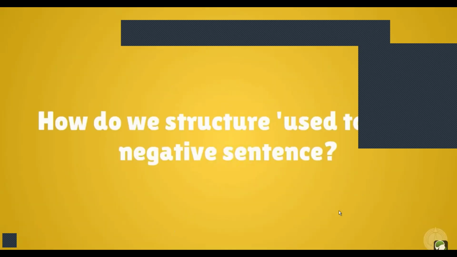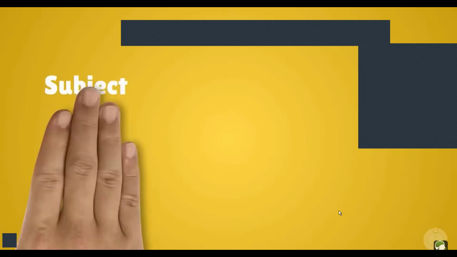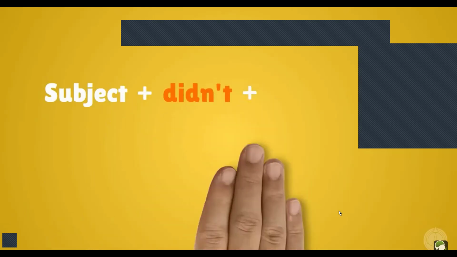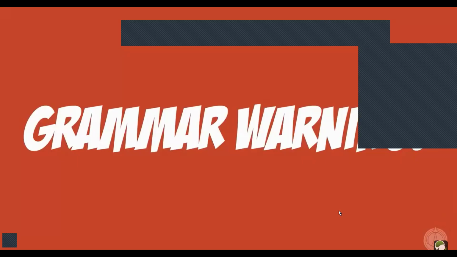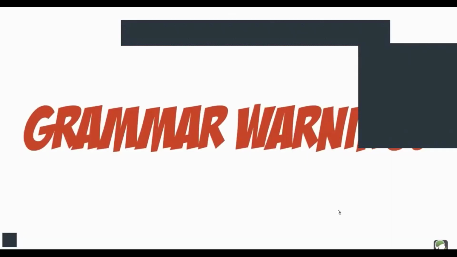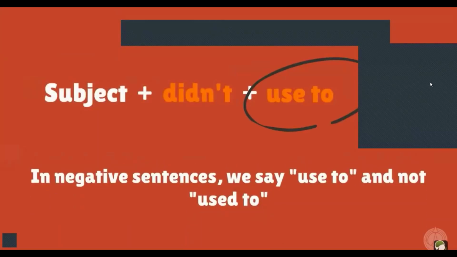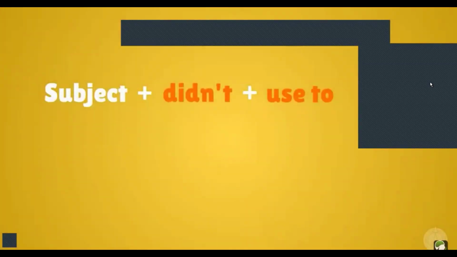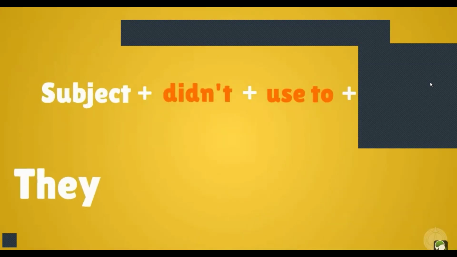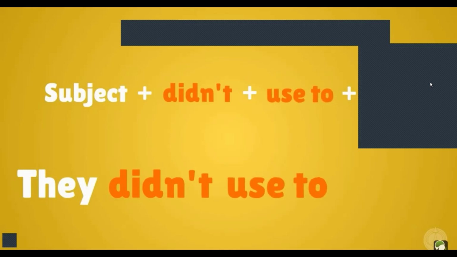How do we structure used to in a negative sentence? Subject plus didn't plus used to. In negative sentences, we say used to and not used to. Plus verb. They didn't used to study.